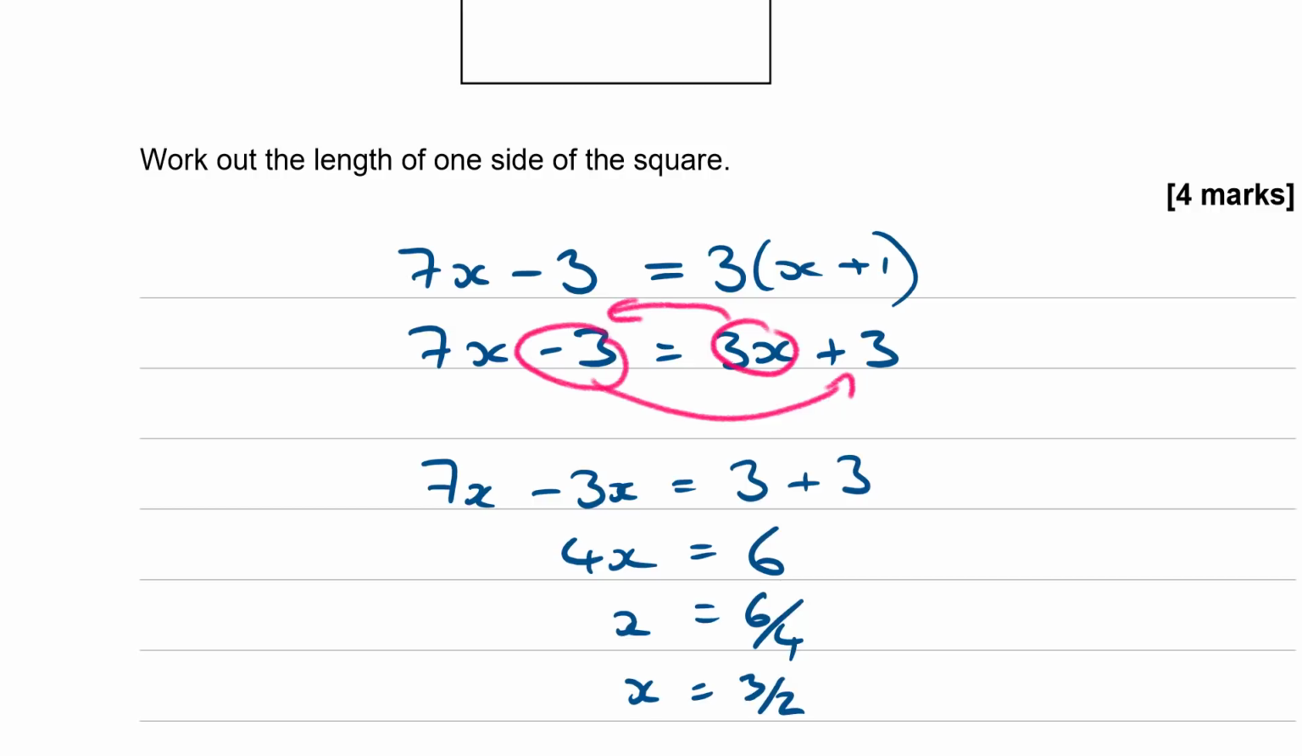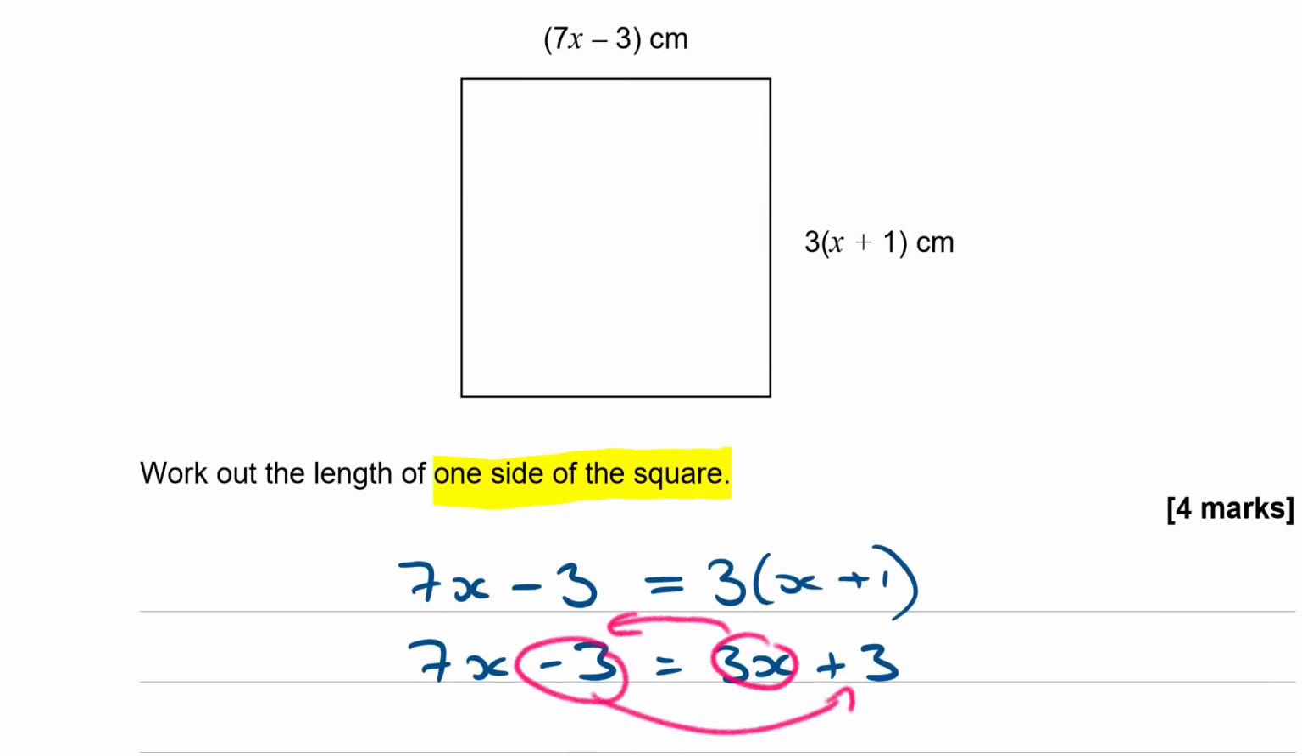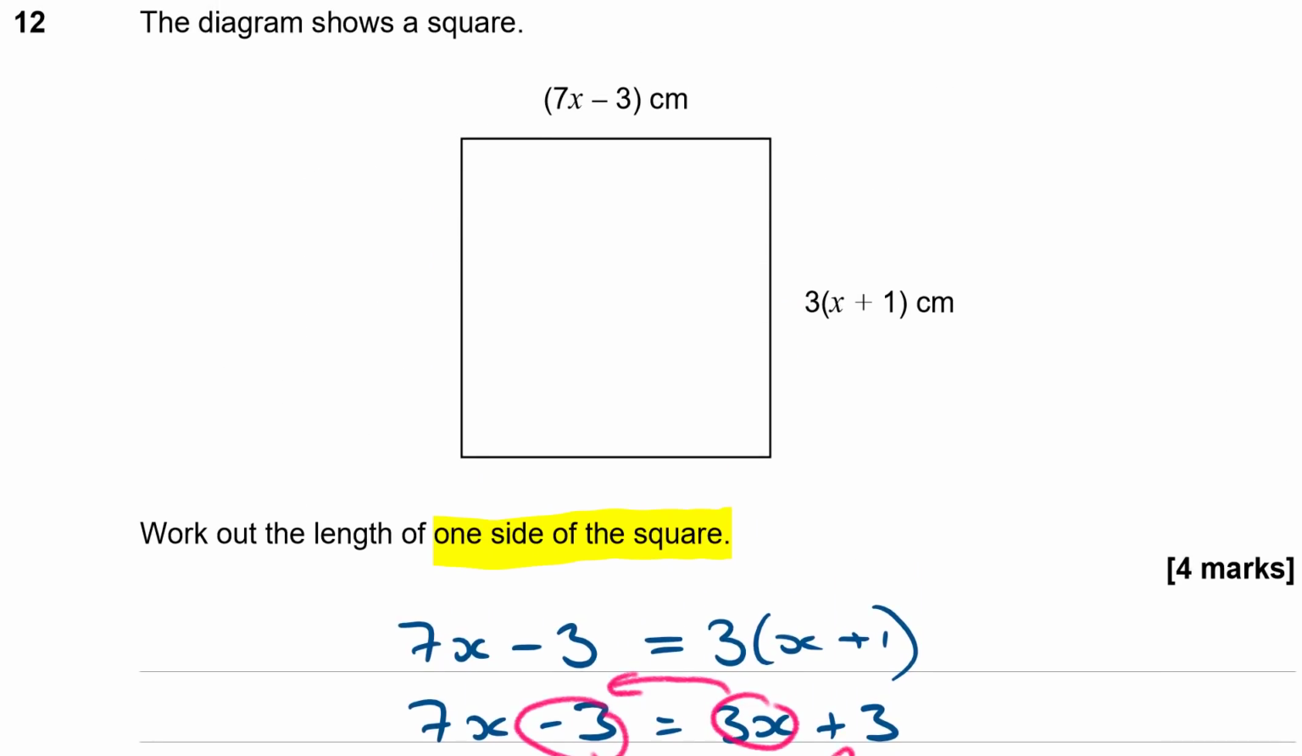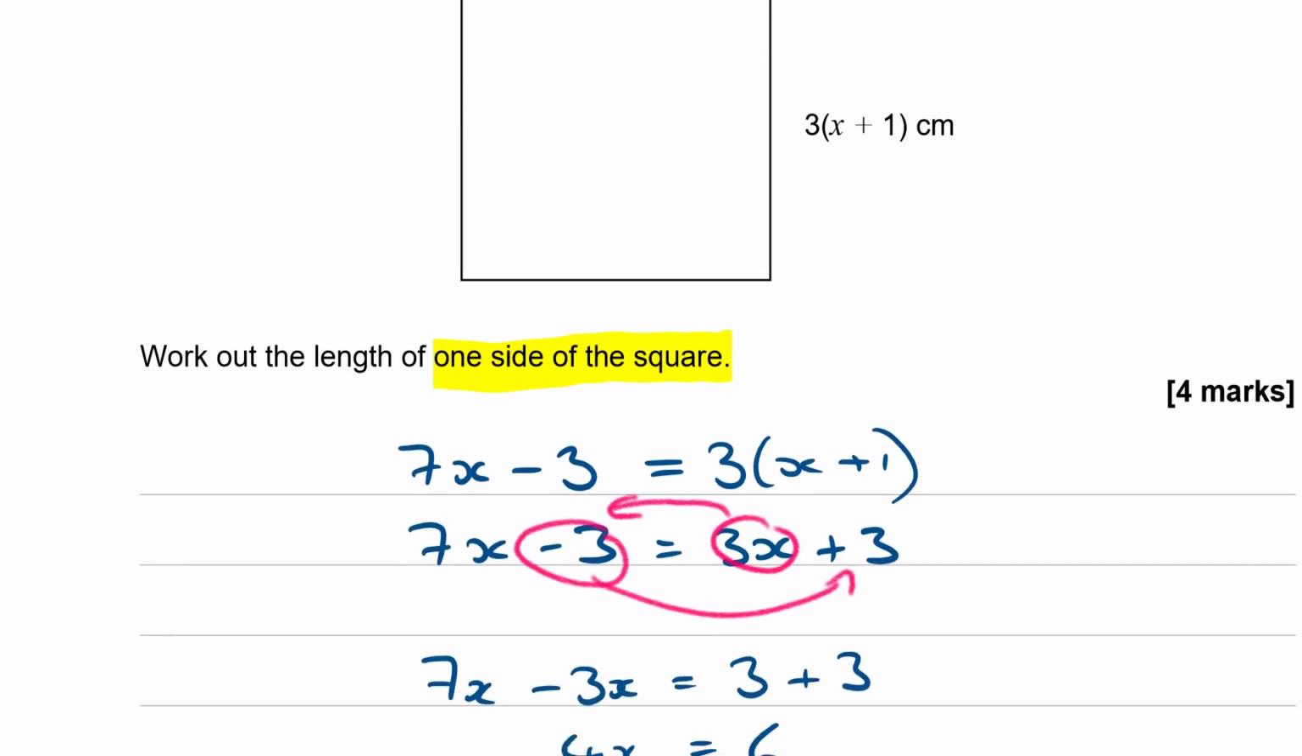Just make sure at the end of every question you reread it, because I almost missed this. Work out the length of one side of the square. Sometimes when we find x we think, oh yeah, our job is done, but back to our square, our squares are not of side x. I've got one which is 7x minus 3 and one which is 3 lots of x plus 1. We worked out the value of x, so we haven't worked out the side of the square yet.